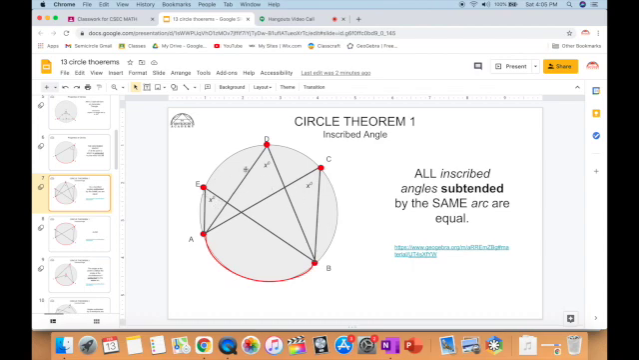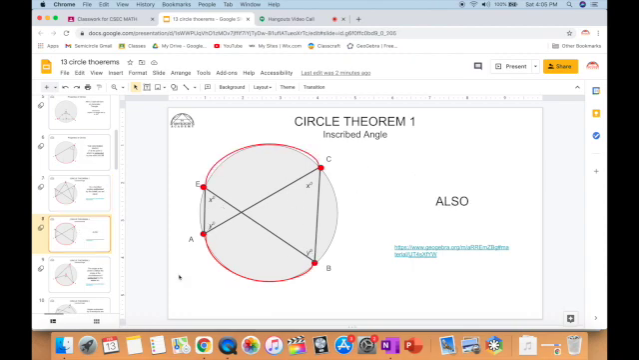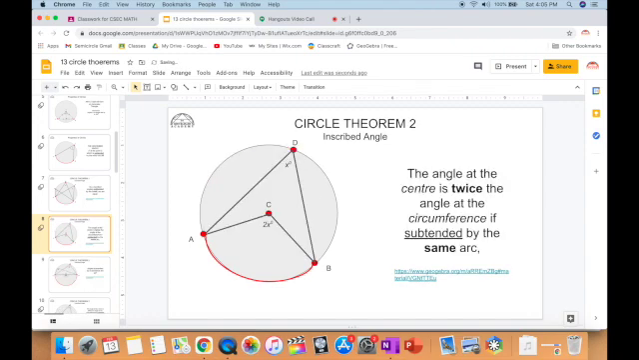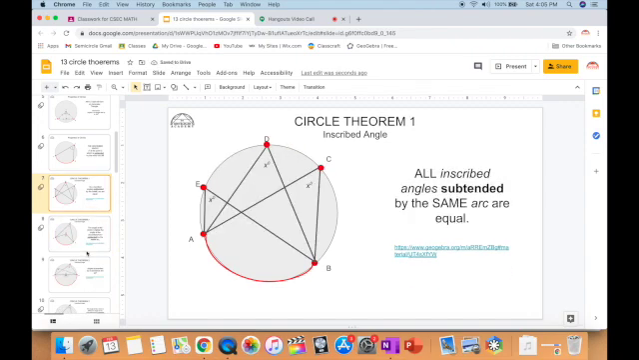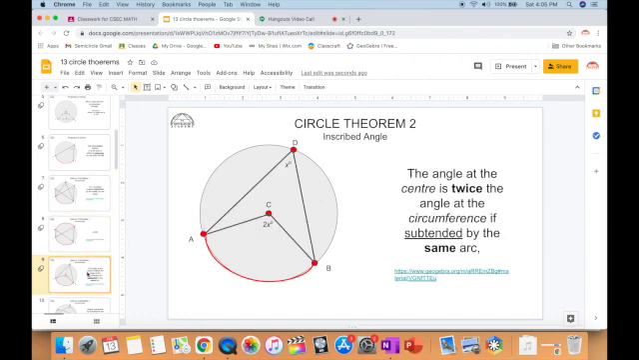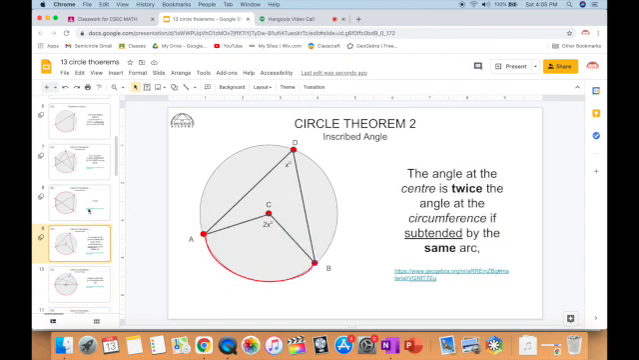This is really Theorem 1 that you have to know. You don't have to worry about this one. In fact, I'll go delete it, so you don't have to study that one. That was just a little piece of thing. So you have all of the angles subtended by the same arc. That's Theorem 1. Theorem 2, the angle at the center is twice the angle at the circumference.